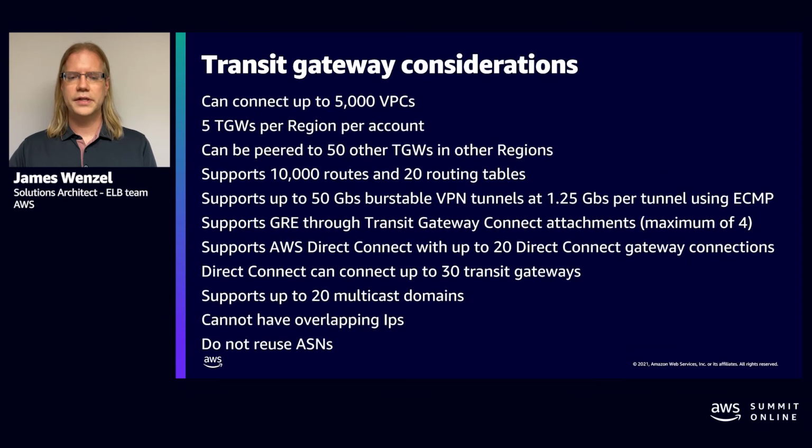Some considerations with transit gateways: again, you can connect up to 5,000 VPCs, and you initially get 5 of them per account. One of the things is you cannot have overlapping IPs, unless you're trying to use some sort of private NAT. And whenever you're making them, we always say, please do not reuse your ASNs, your autonomous system numbers, because when you're adding multiples, we use BGP as a way to communicate in the background. If you're going to set up multiple TGWs with the same ASNs, the BGP protocol won't know how to route that back and forth. So always make sure that you're using a unique ASN for each TGW.